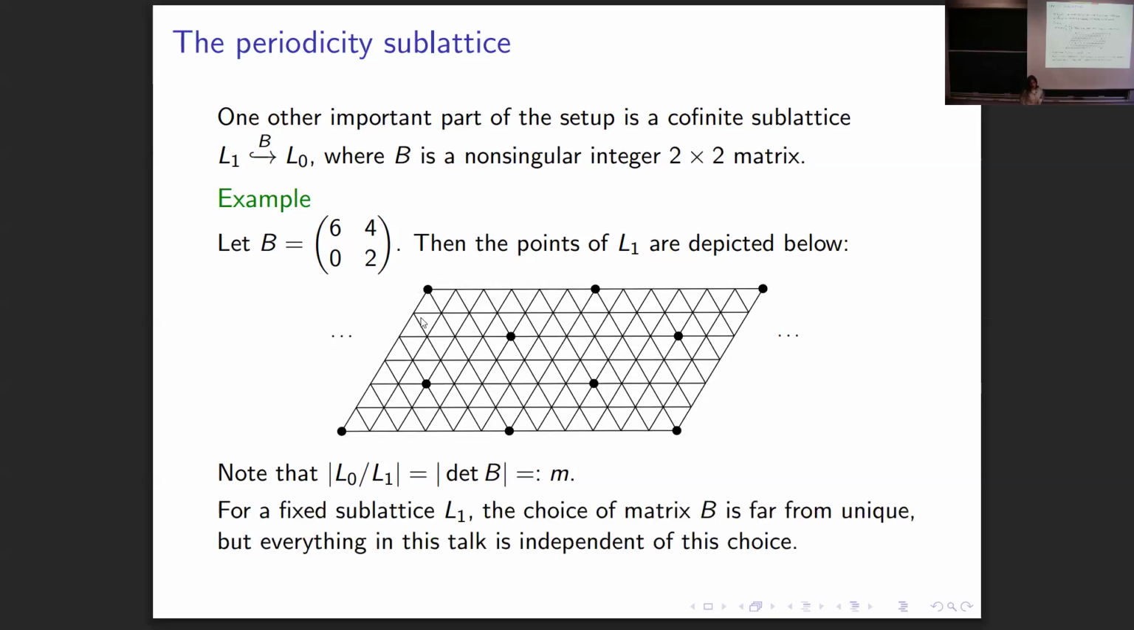Okay. And if you fix a sublattice, clearly the choice of the matrix is very far from being unique. In fact, you can just swap the columns, and that's going to give you the same sublattice, but everything in this talk is going to be independent of this choice.